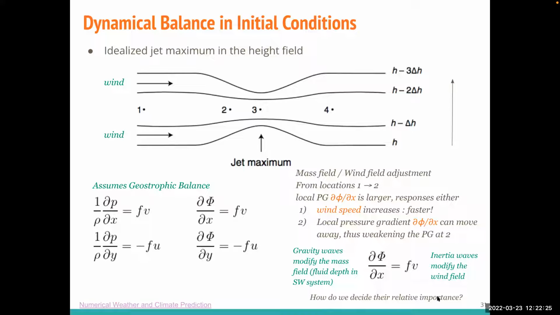So how do we decide the relative importance of the two types of waves, the two types of physical processes in here? We have already talked about this a few weeks ago, right? Geostrophic adjustment. I guess you already know about this.